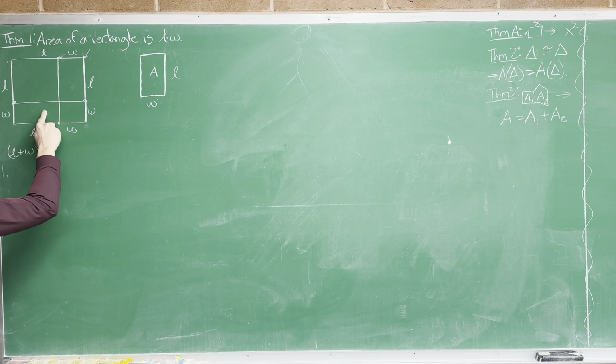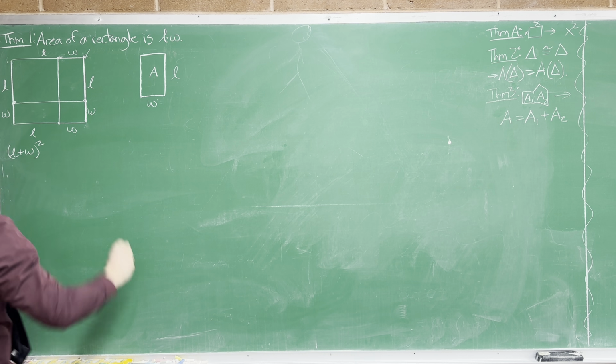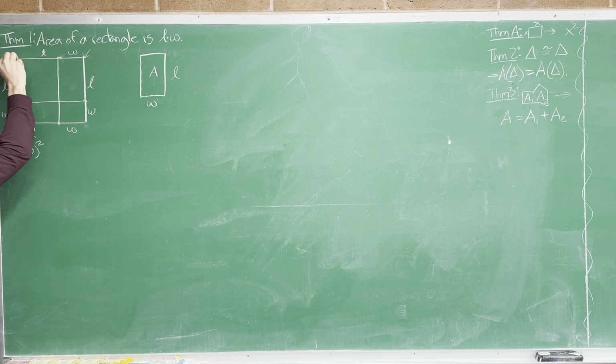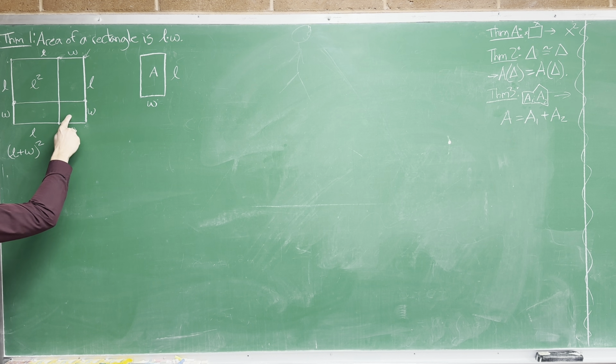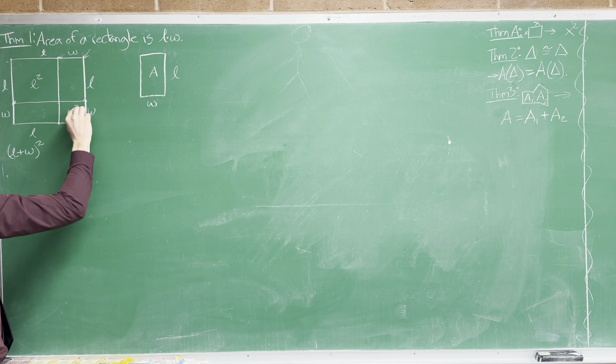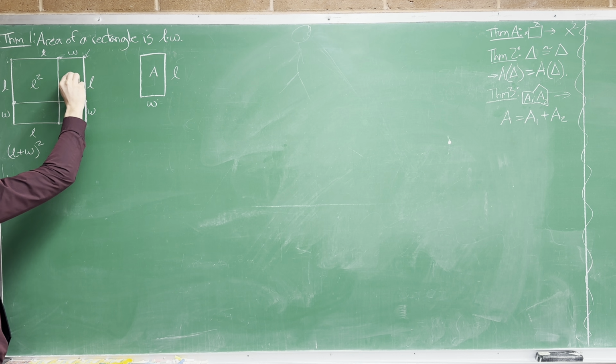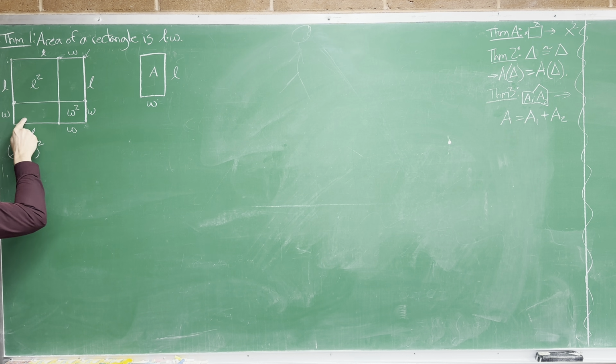You with me? Okay. So now, what's the area of this piece right here? This square right here. You see this internal square? What's its area? L squared. What's this one's area? W squared. This is the area that we're looking for. And then we have this figure down here.